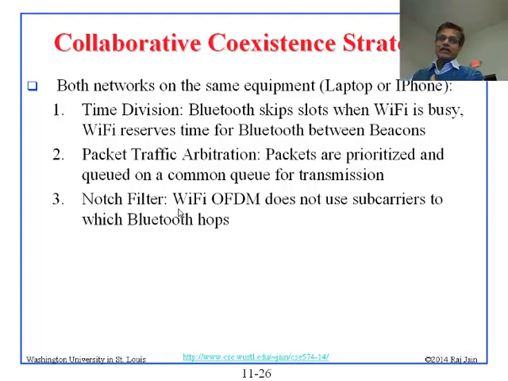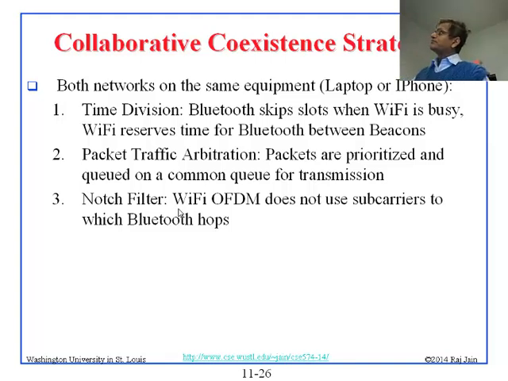So the first one is collaborative, which is kind of always implemented now. One is that we could do time division, in which Bluetooth skips the slots when Wi-Fi is busy. So Bluetooth goes slot by slot, and in each slot it checks whether Wi-Fi is there or not. Right? And if the Wi-Fi is there, the Bluetooth skips it. And if the Bluetooth is continuing, let's say 5 slots, then the Wi-Fi skips it. So they both do some kind of what you call carrier sense, and then they do multiple access, right? So that fixes it.